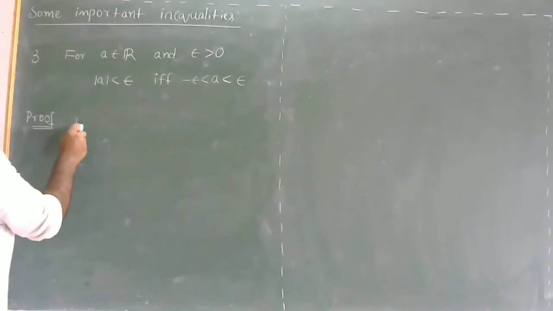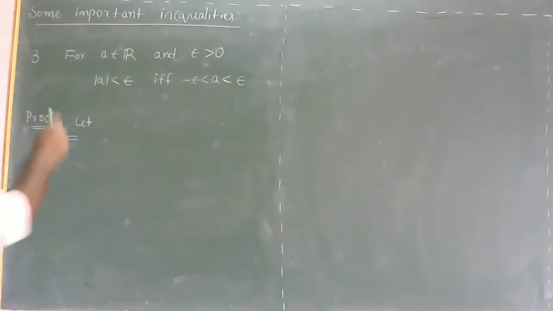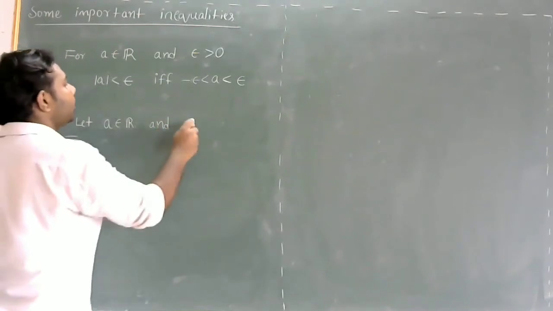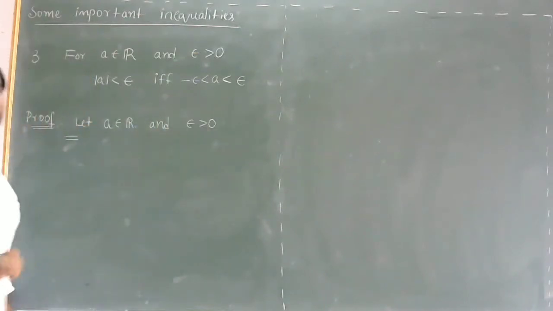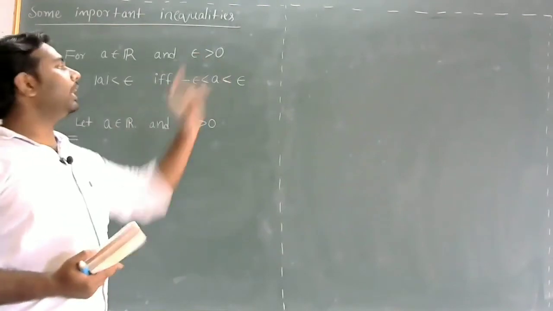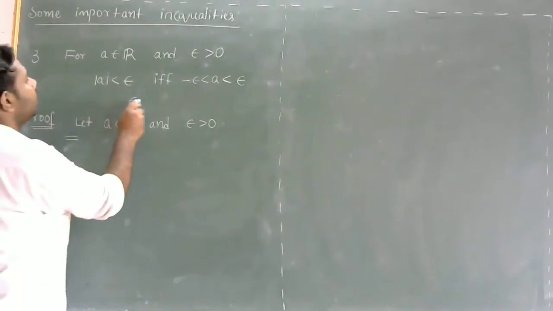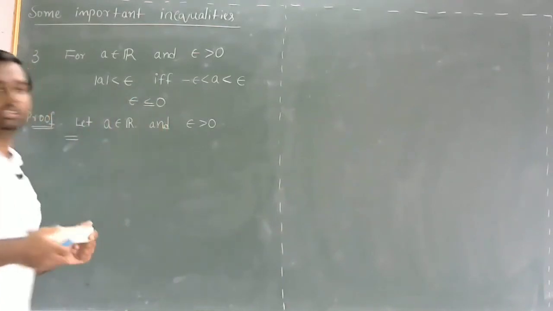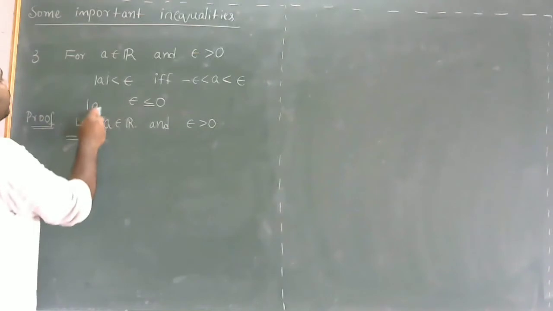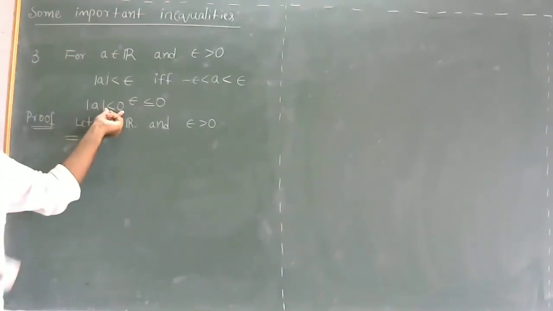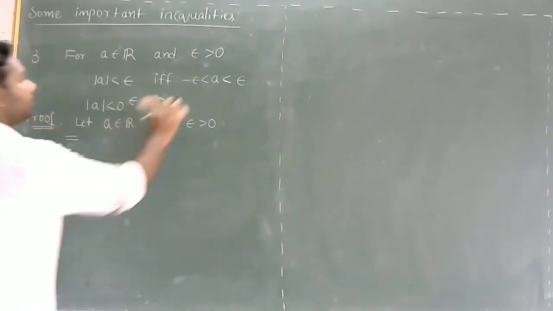So in the direct part, the common hypothesis here is, let a be any real number and epsilon be any positive value. And here choosing epsilon to be positive is necessary because if epsilon is less than or equal to 0, then modulus of a will be less than 0, which is impossible. Modulus, the absolute value, cannot be negative. It is always greater than or equal to 0. So epsilon has to be positive here.